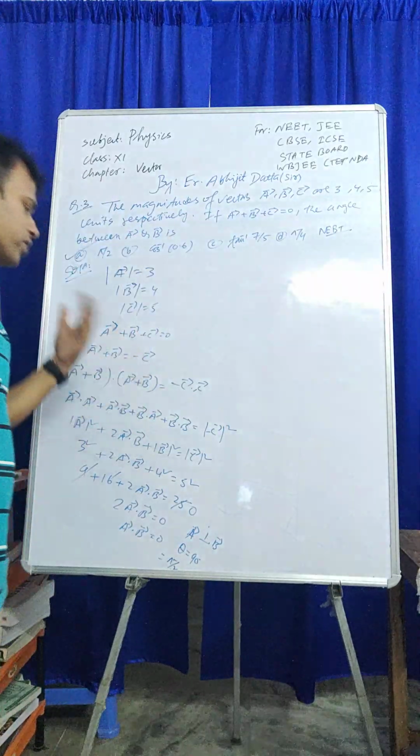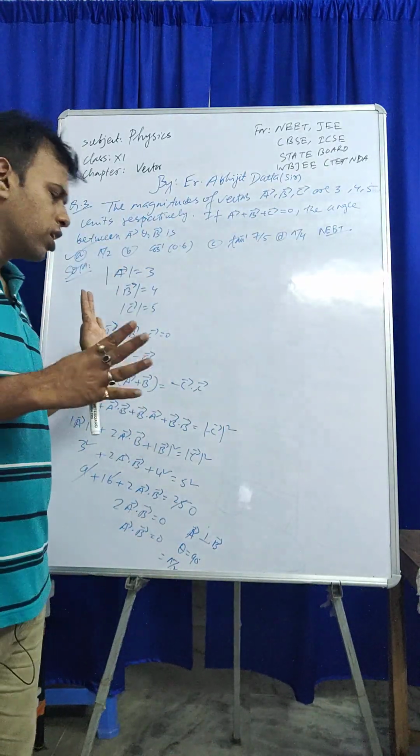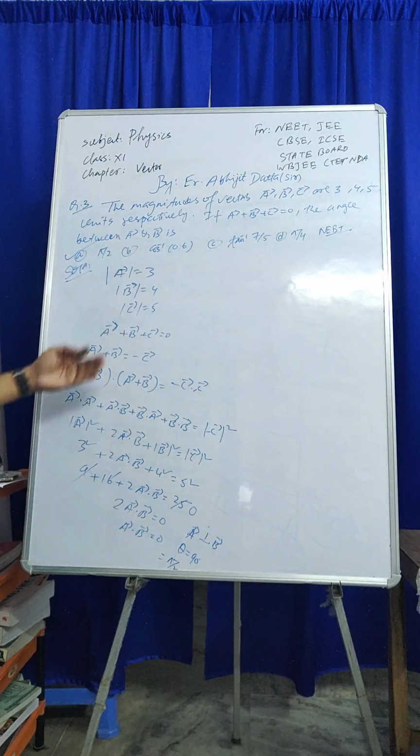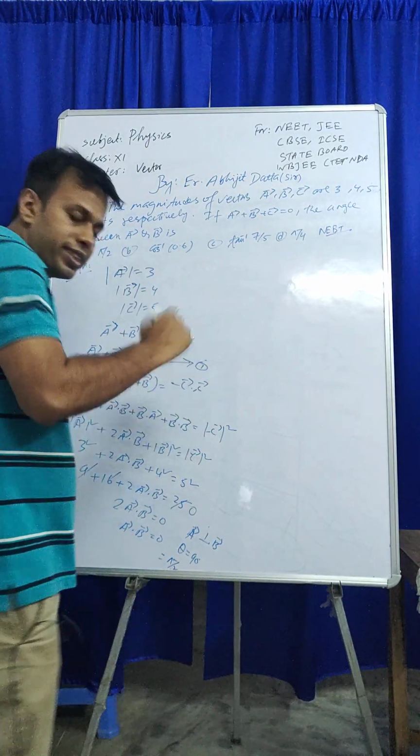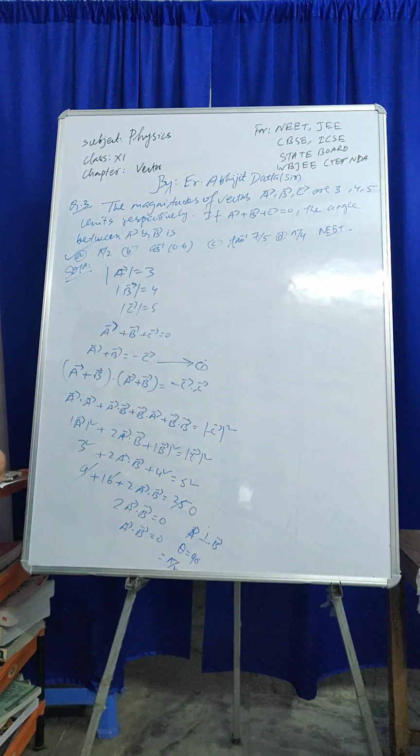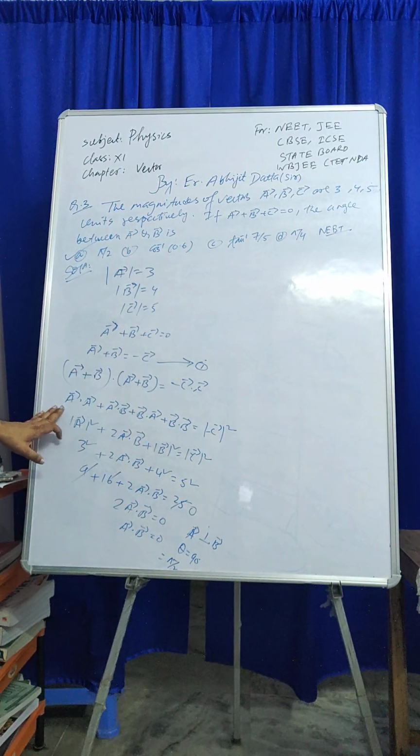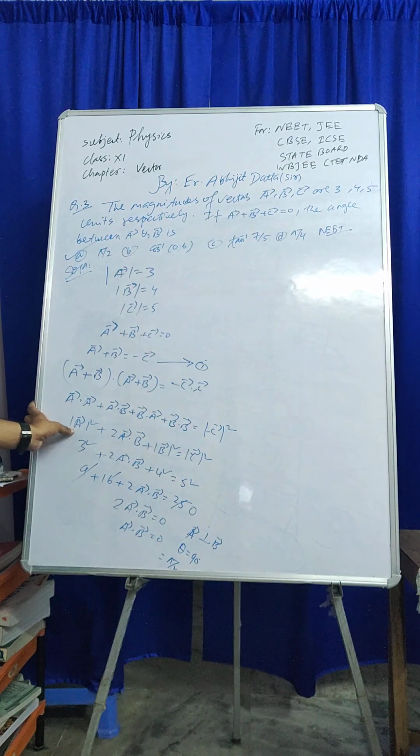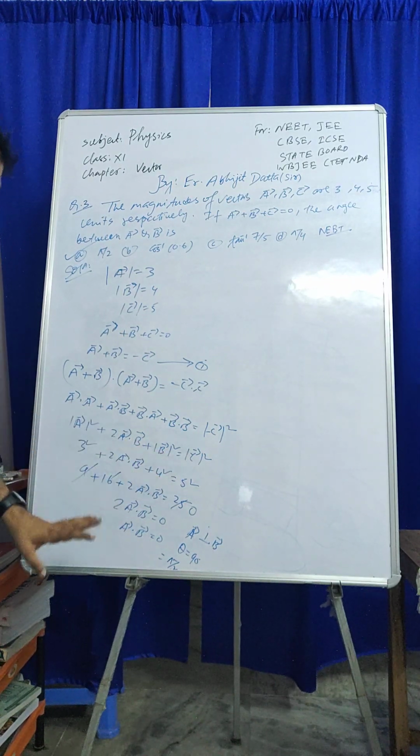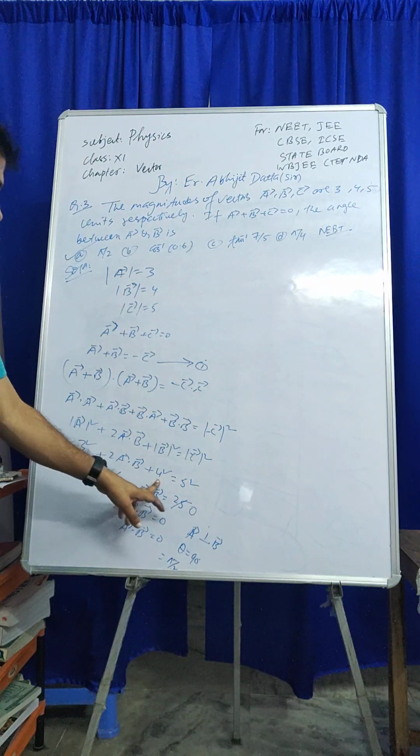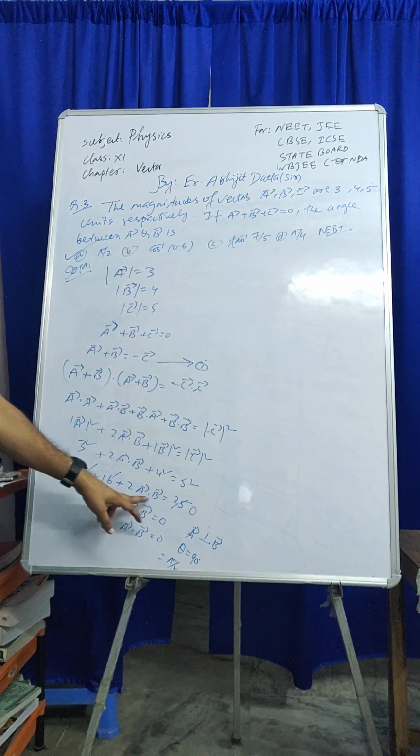After that you do squaring on both sides, or you do a dot product with itself. After the squaring, what becomes A dot A, mod A square, plus 2 A dot B, plus mod B square equal to mod C square. So 3 square plus 2 A dot B plus 4 square equal to 25.